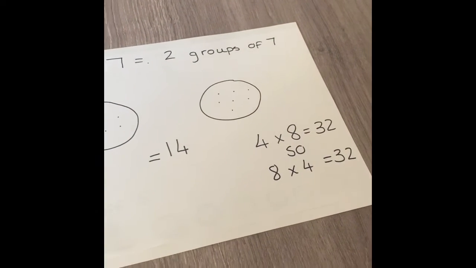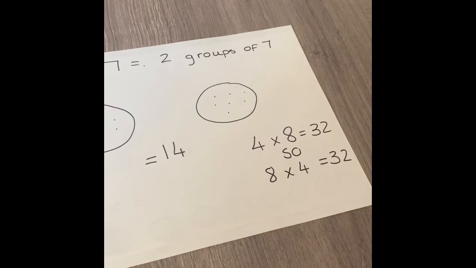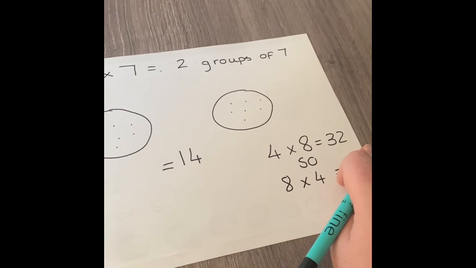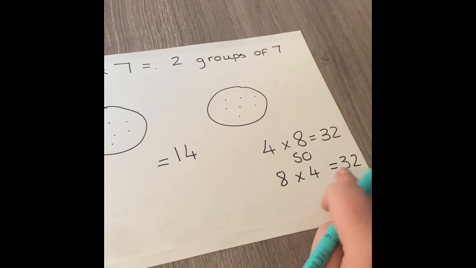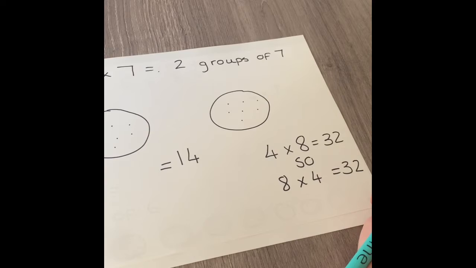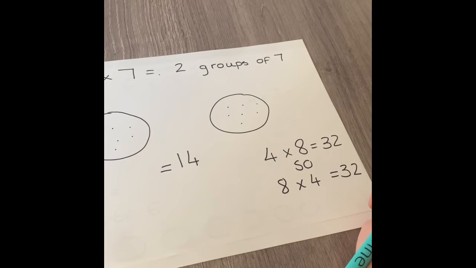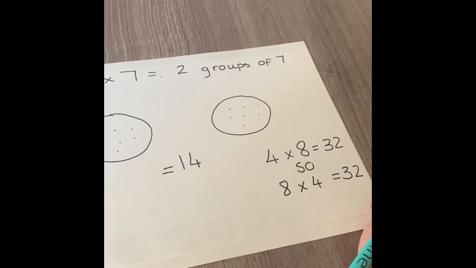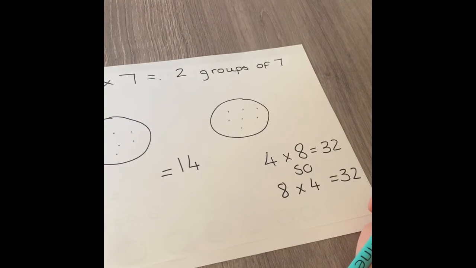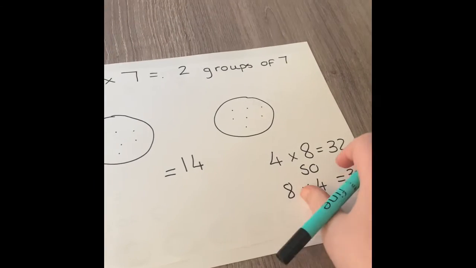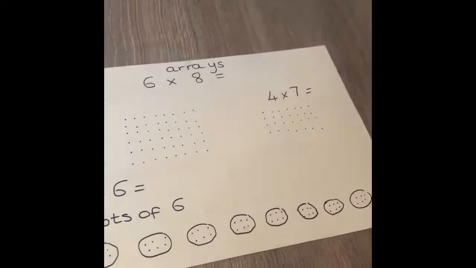We can also use fact families to help us as well. So we know that 4 times 8 is 32 because we know our 4 times table. So when you get onto your 8 times table, you know that 8 times 4 will be 32 as well. The same would work out if you were doing, let's say, 4 times 9, we know is 36. So 9 times 4 would be 36, okay? So that can help you with that as well.